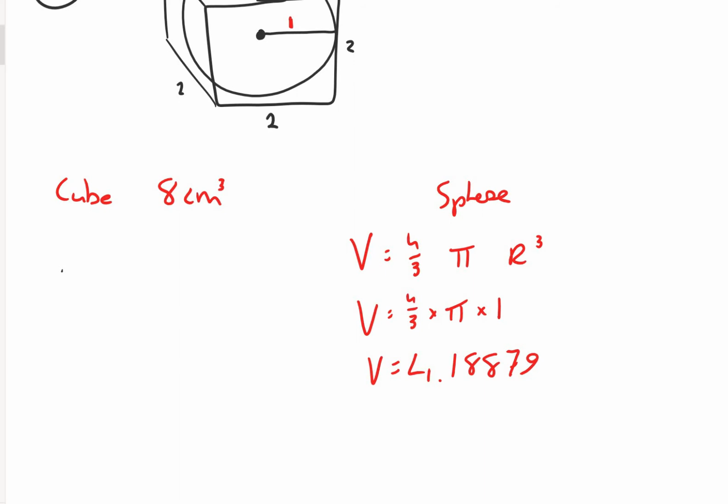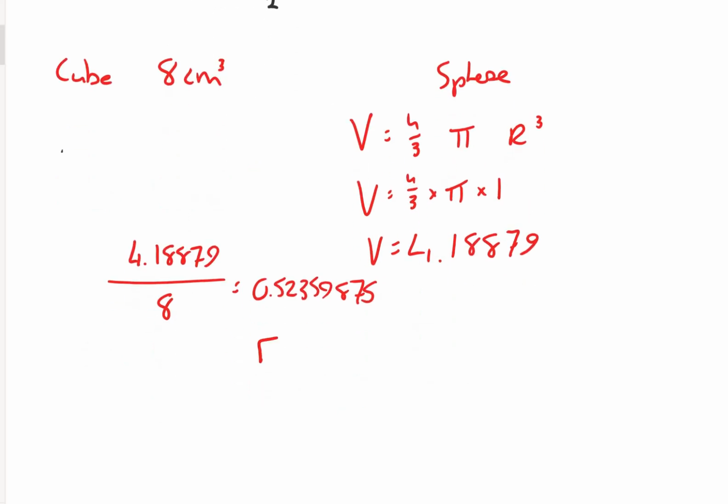So I want the percentage. Okay, so I'll first put it as a fraction. 4.18879 all over 8. 4.18879 divided by 8 equals 0.5235987, which will be 52%. Okay.